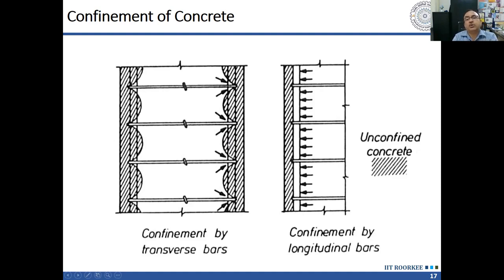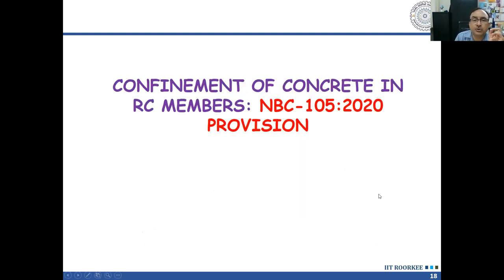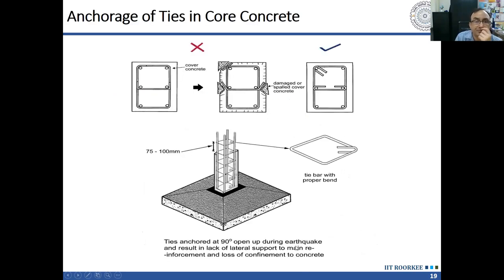So to avoid that, what we have to do, we have to provide these stirrups close enough. So these stirrups should be closely provided, especially at those locations where I'm expecting my member to yield, where the concrete will be subjected to large strain. So there these stirrups should be close enough. How much close? That is given in the code. Okay, so let us see what are the requirements in NBC 105.